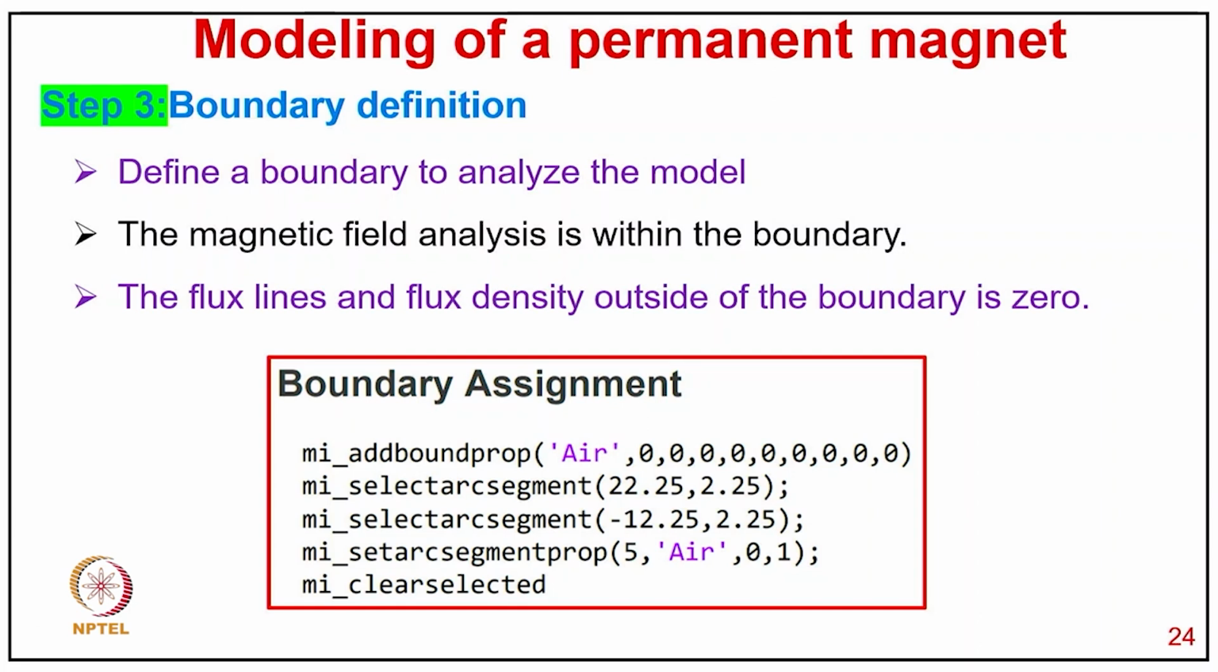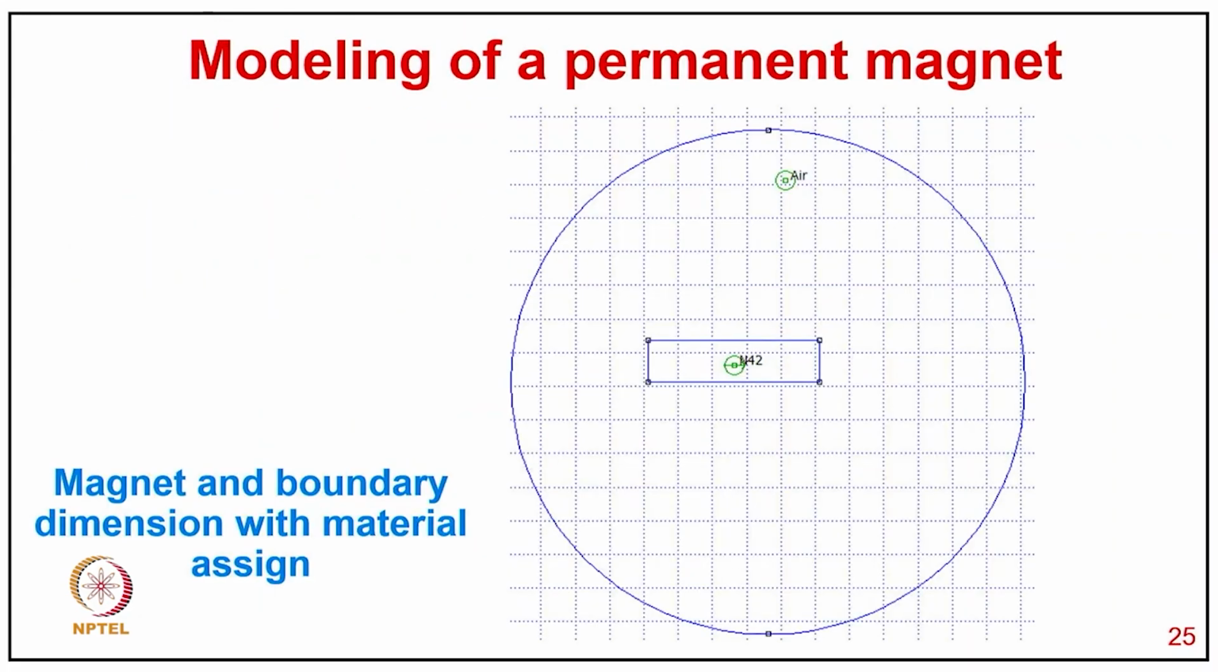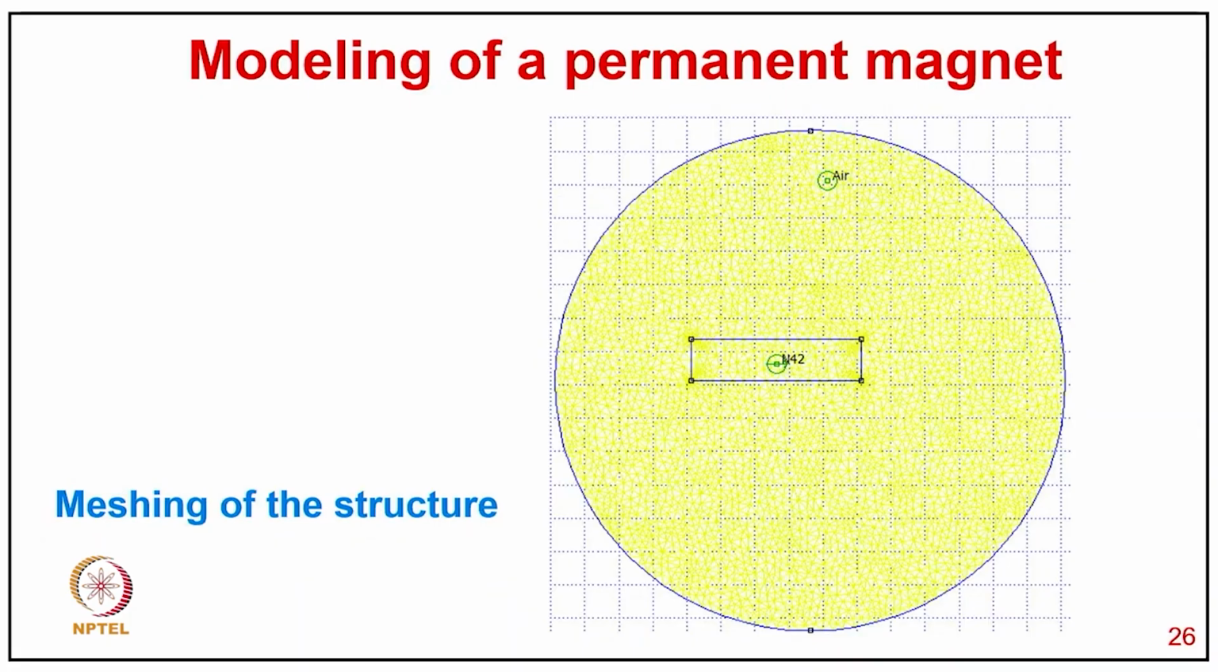So the boundary assignment is like mi_addboundprop in brackets air comma 0 comma 0 comma 0 comma 0 comma 0, and mi_selectsegment in brackets 22.25 comma 2.25, mi_selectsegment in brackets minus 12.25 comma 2.25, and mi_setarcsegmentprop. So 5 comma air comma 0 comma 1, and mi_clearselected. You can see typically the magnet and boundary dimensions with material assignment, how the diagram looks. After that comes the calculation, and then the meshing of the structure.